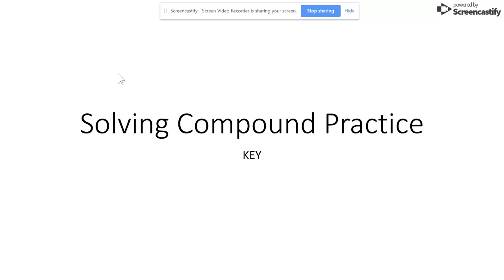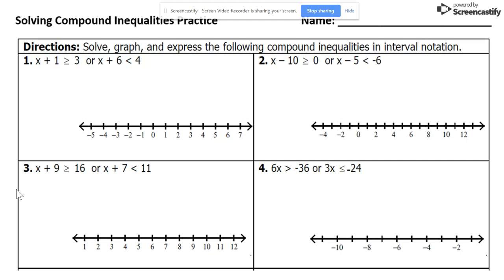So on the back side of your notes from today, the solving compound practice, this is the key. So it'd be a good idea to try these before you watch this video. The other thing that's different about this is notice the setup to these. It does not have the 3 number lines. So that is something that you can make on your own, and I would highly recommend making those.